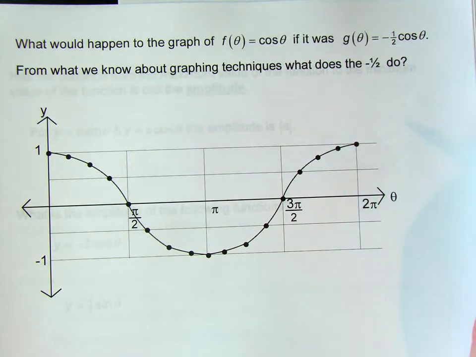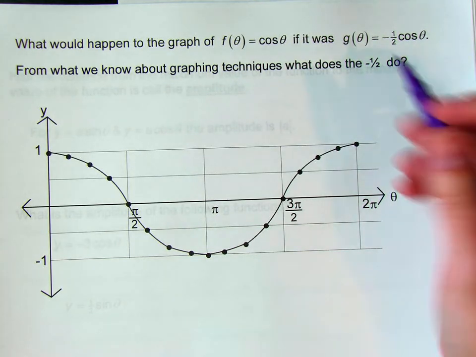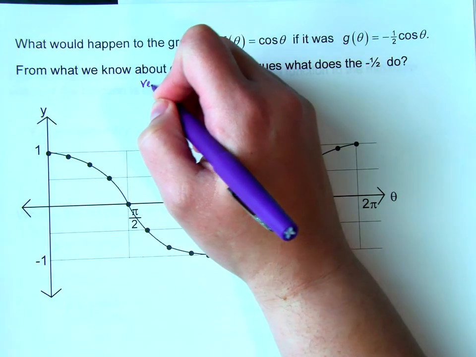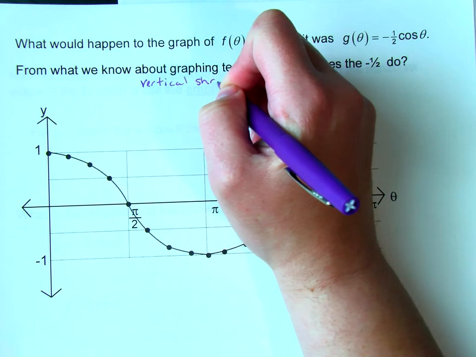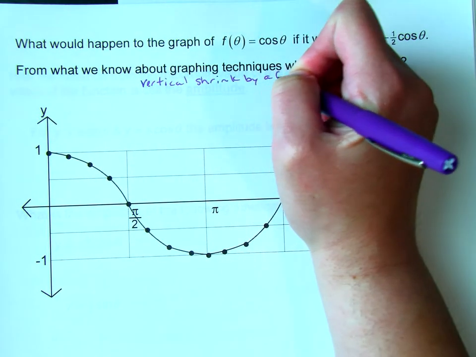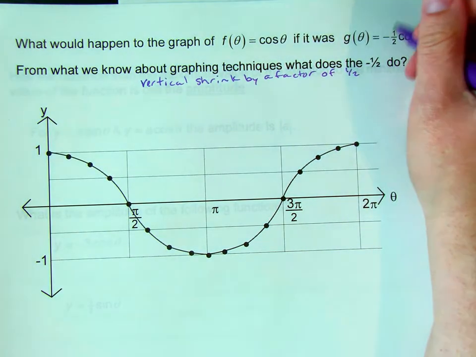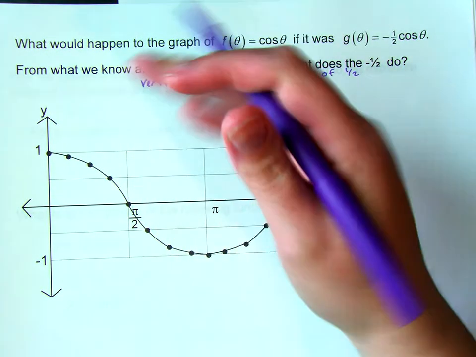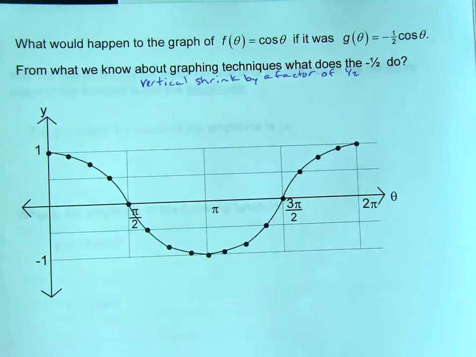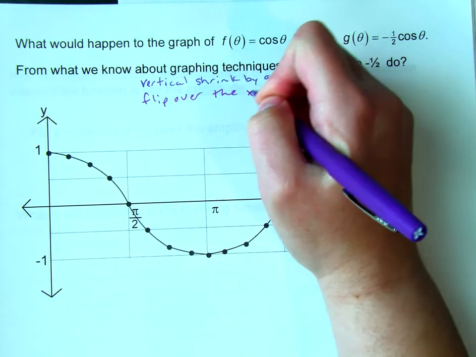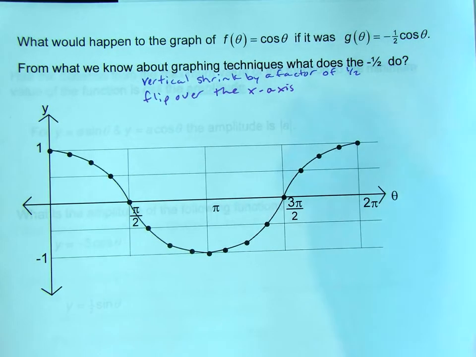Next one. Now we're going to look at cosine theta, and we want g of theta to be negative 1/2 cosine theta. So we need to think, what does the negative 1/2 do? So the half vertically shrinks. We have a vertical shrink by a factor of 1/2. The negative out in front causes a vertical flip. And a vertical flip means a flip over the x-axis. So we have a flip over the x-axis.